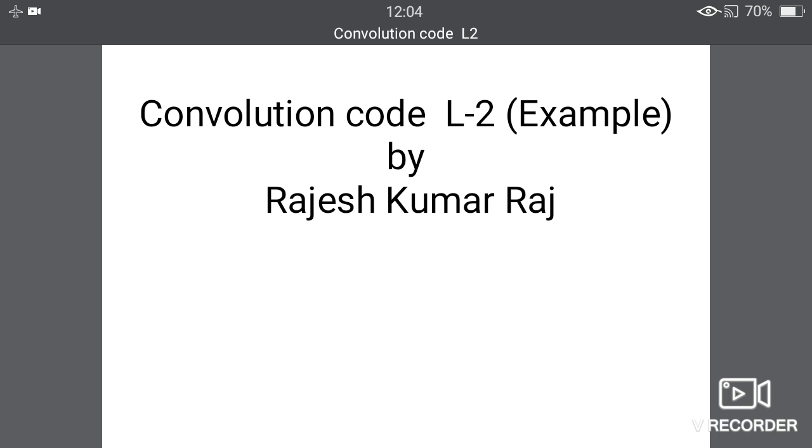We have studied convolution codes in my previous classes, the time domain and transform domain approaches. Today we will discuss convolution code examples. Examples are very important in information theory and coding.